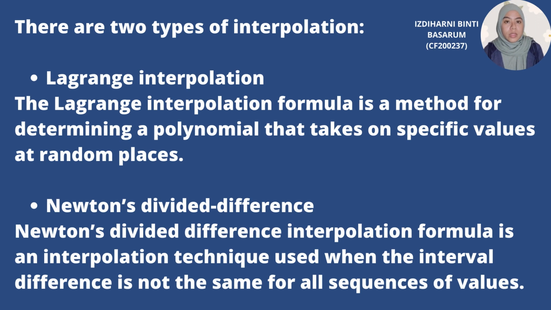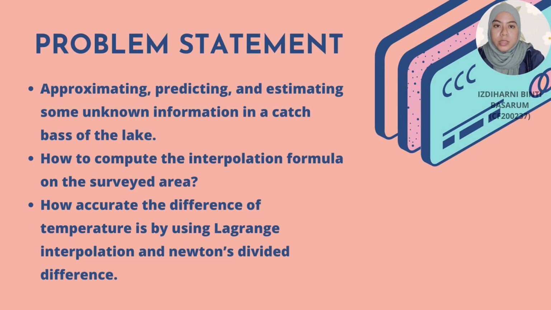There are two types of interpolation. First one is Lagrange interpolation. The Lagrange interpolation formula is a method for determining a polynomial that takes on specific values at arbitrary places. Number two is Newton's divided difference. Newton divided difference interpolation formula is an interpolation technique used when the interval difference is not the same for all sequence of values. Next is problem statement.